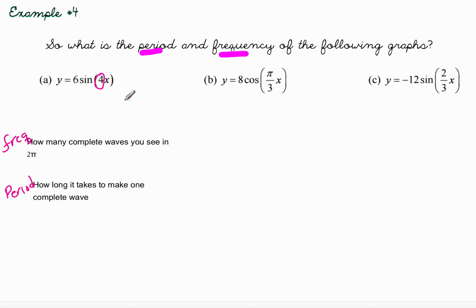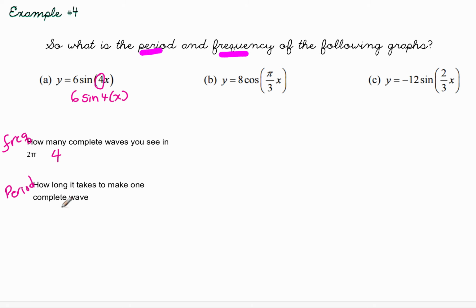Well, our frequency is easy. It's always what's in front. Now, I should tell you that you should factor out that. So this should really be written 6 sine 4x. That's going to become very important when we start doing horizontal shifting, which we haven't seen yet. So get used to always factoring that out. Now you're sitting here going, that doesn't make a difference. It will later on. So how many complete waves do you see in 2 pi? Well, that's my frequency. I see 4 complete waves in 2 pi.